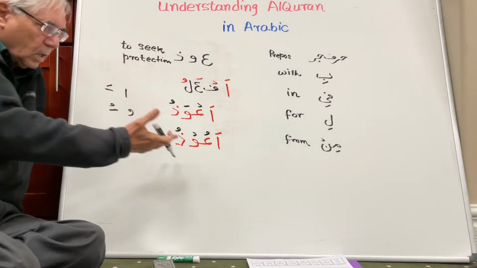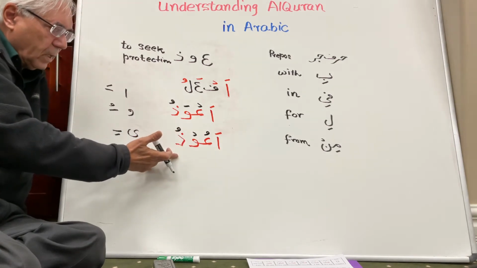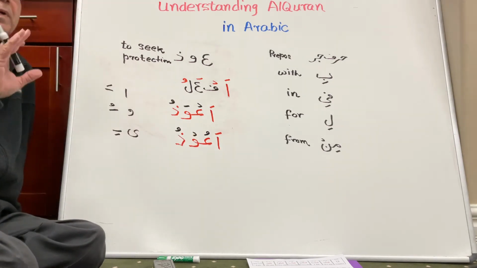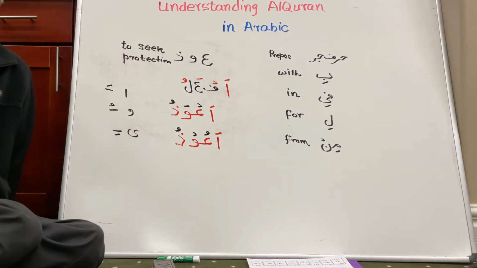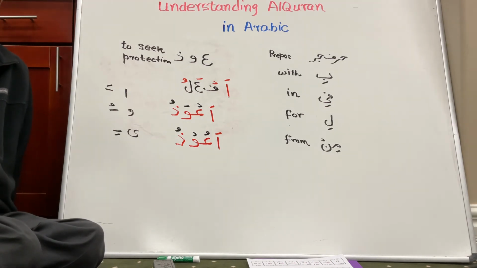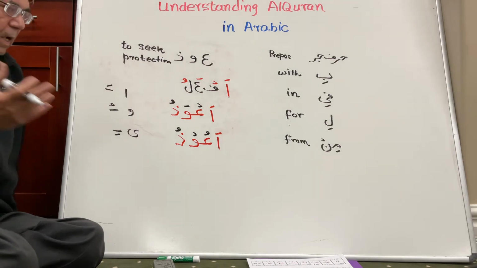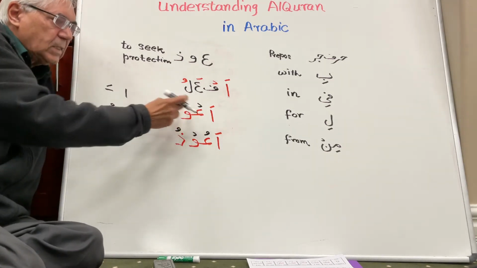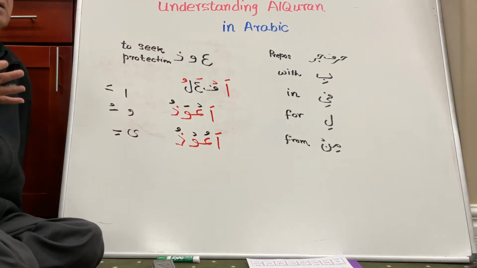Now a'udhu billah, a'udhu, simple meaning is I, easy to pronounce, a'udhu instead of a'awazu. Okay, a'udhu, smooth. So these kinds of adjustments are done in the language.